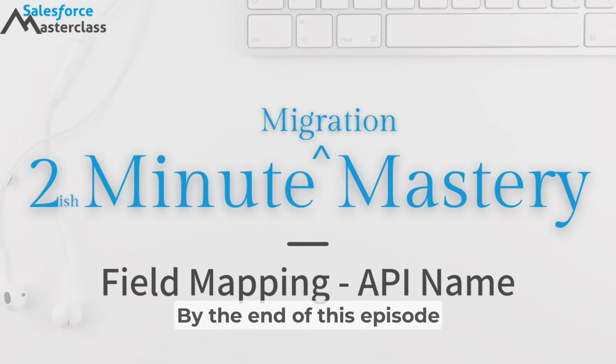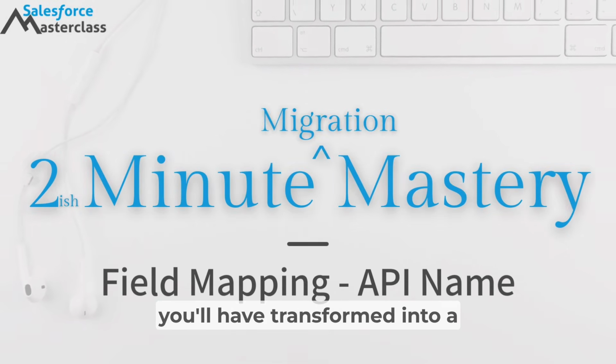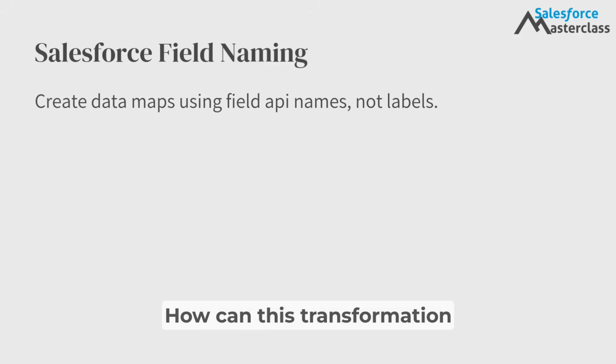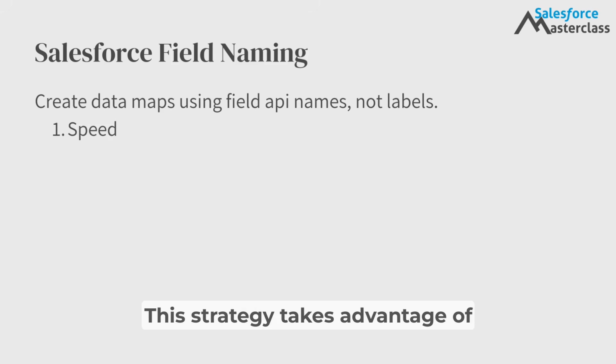By the end of this episode of 2-Minute Mastery, you'll have transformed into a Salesforce field naming expert who creates fast and accurate data maps. How can this transformation happen so quickly? Because you're going to see how the secret to creating perfectly performing maps is by using the field API names, not labels. This strategy takes advantage of Data Loader's auto match feature so you don't spend valuable time manually mapping.